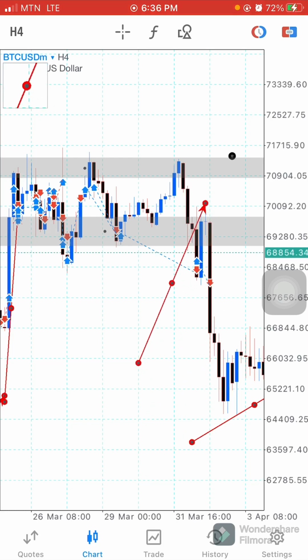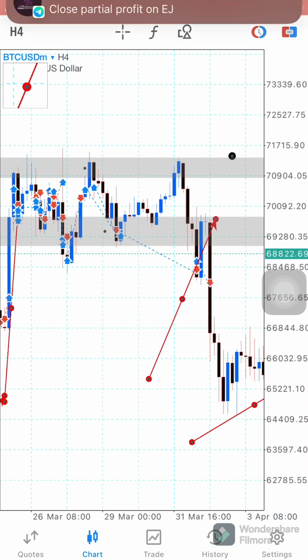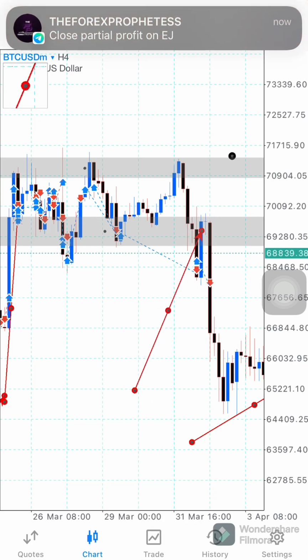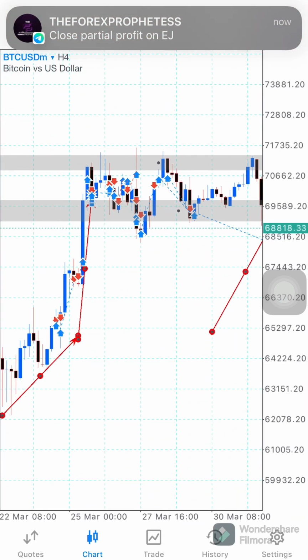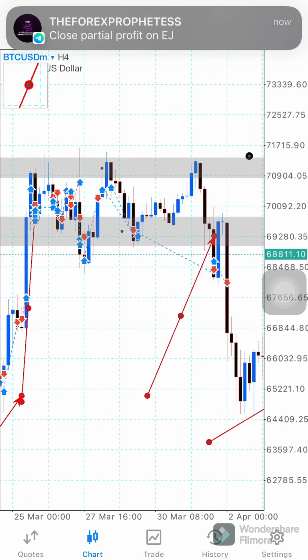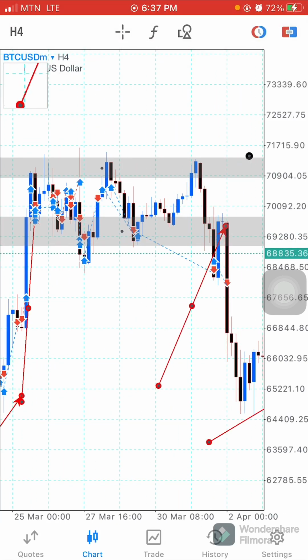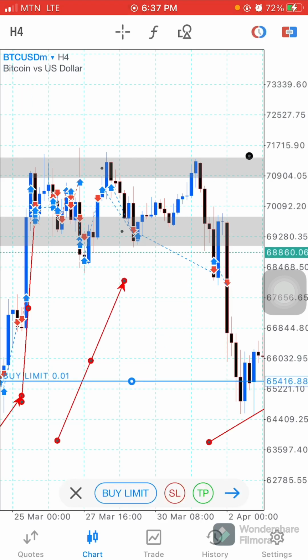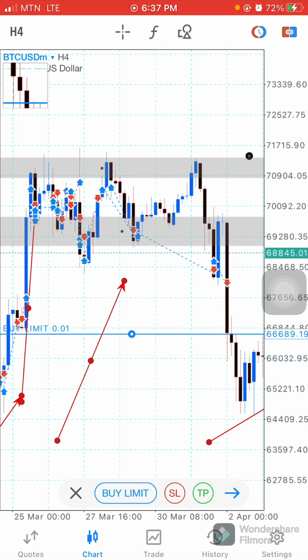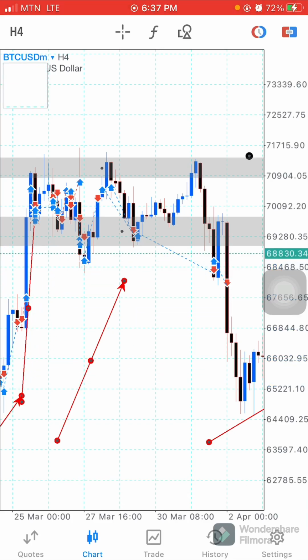It shows a reversal to the downside. Anytime you see this kind of candlestick, it gives a confirmation that it's coming to fall, it's coming to drop, as I told you in my other video. So you just quickly take your sell. Sorry, you take your sell limit.